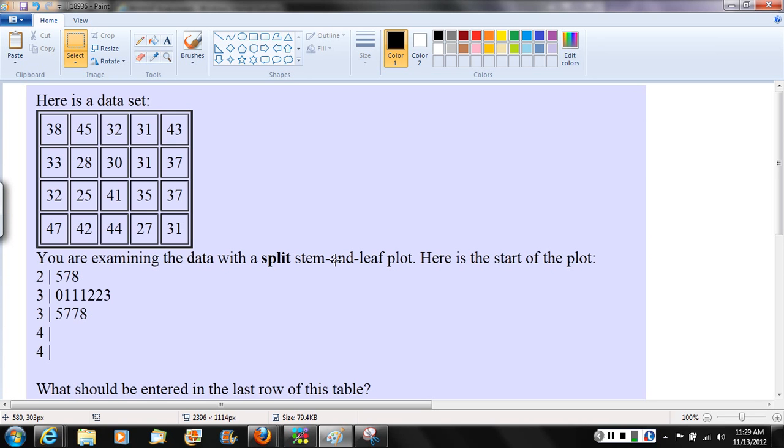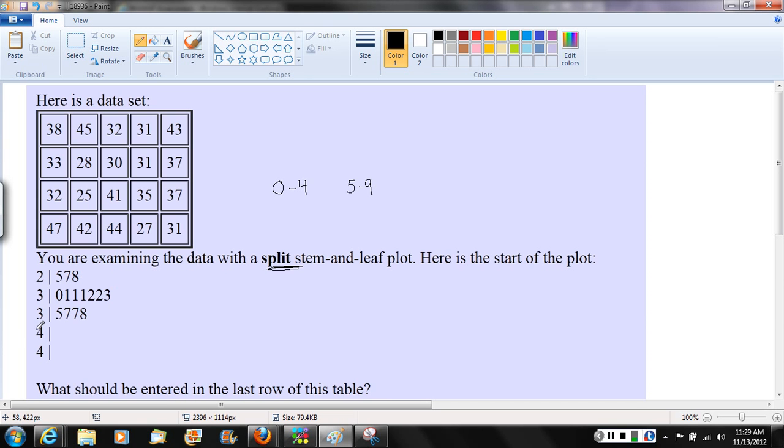So when we split up our stem and leaf plot, let's see if I can turn this into a pen. When we split our stem and leaf plot, it means the first one is going to have all values ending between 0 and 4, and the second stem will have all values ending between 5 and 9.